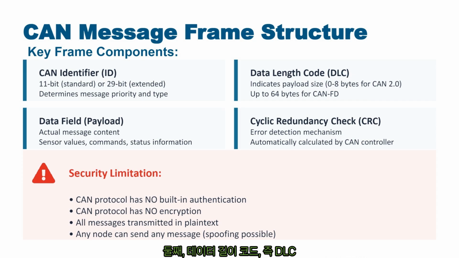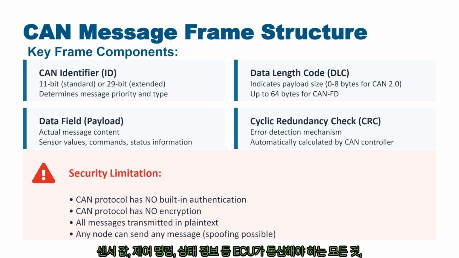Second, the data length code, or DLC. This field indicates the payload size. For CAN 2.0, that's 0 to 8 bytes. For CAN FD, it can go up to 64 bytes. Third, the data field, also called the payload. This is where the actual message content lives. It could be sensor values, control commands, status information, whatever the ECU needs to communicate.